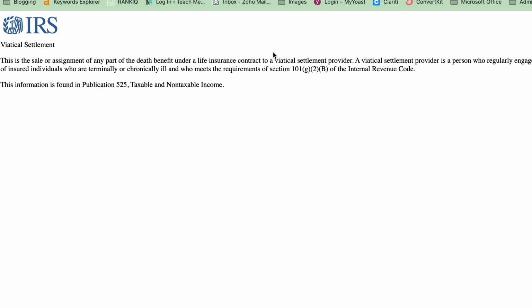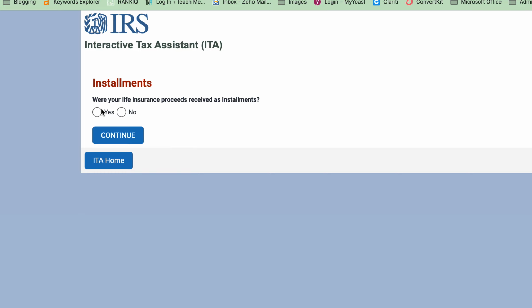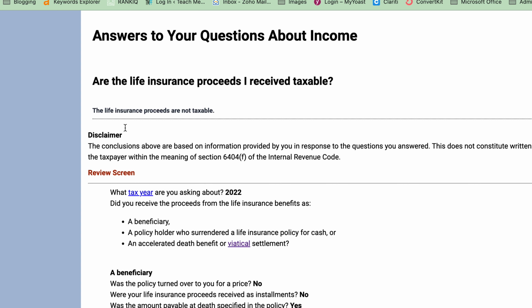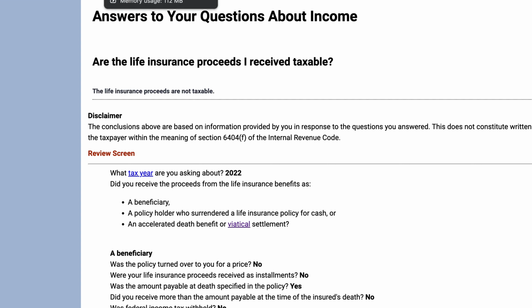I'm not sure why. Let's pretend that we're a beneficiary, and let's go down that route. So was the policy turned over to you? No. Did you receive your life insurance proceeds as installments? No. Let's just imagine that we received one big lump sum. Was the amount payable at death specified in the policy? Did you receive more than the amount payable at the time of the death? Was federal income tax withheld? No. So in this case, your life insurance proceeds are not taxable.